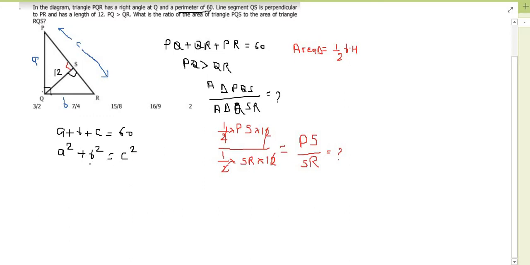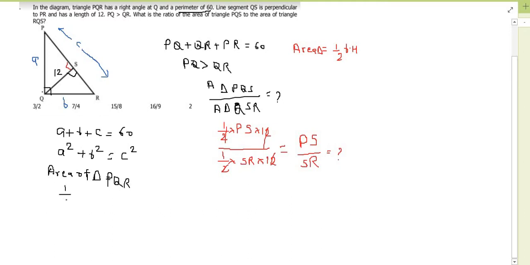There is one more thing we can write. What I think is that if I consider PR as base, the height will be QS. Very good, excellent. So you see, there are two ways of calculating the area of triangle PQR.